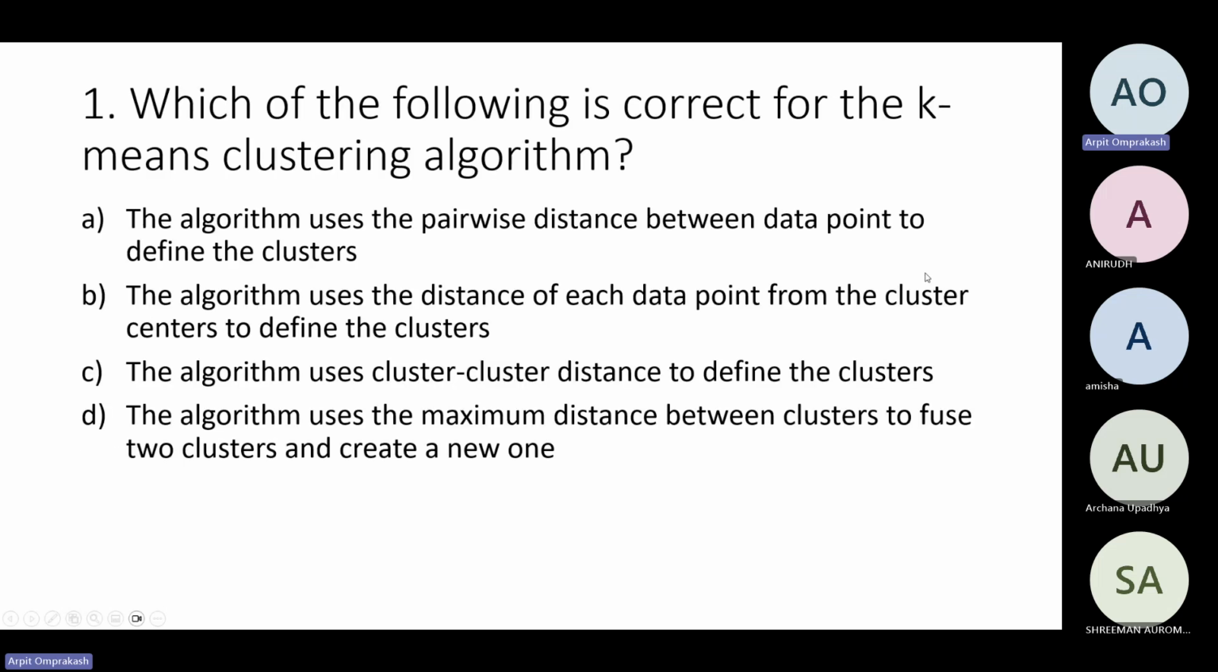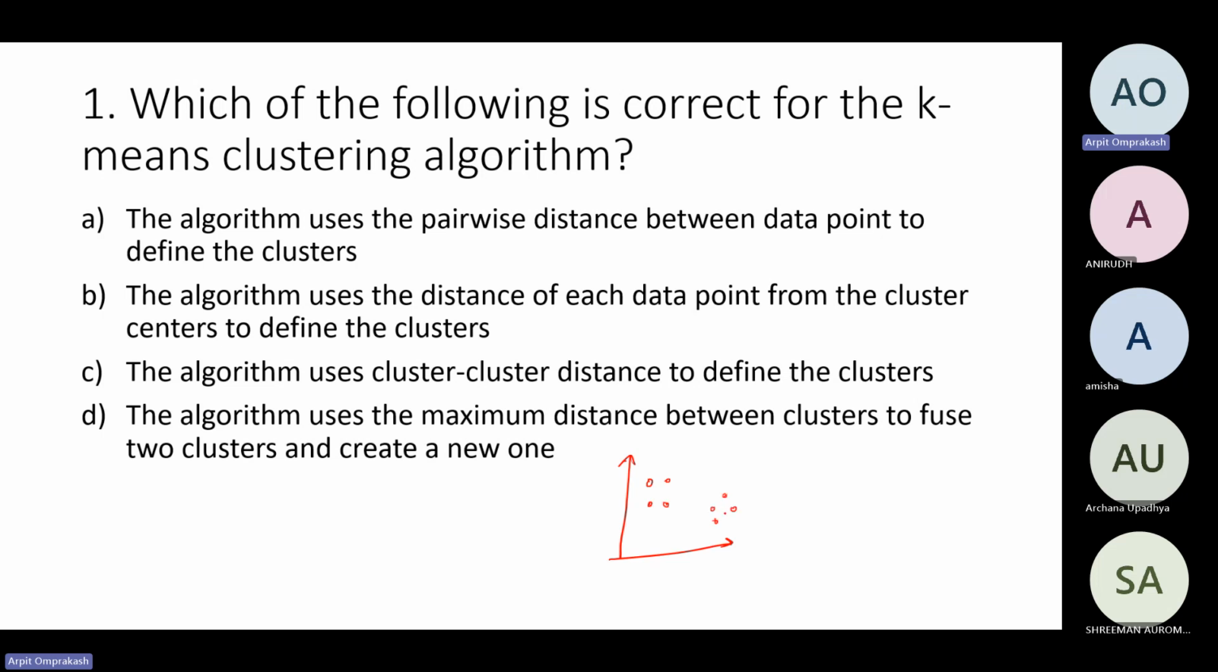So the first question is, which of the following is correct for the k-means clustering algorithm? So we'll read through the options. The first option is the algorithm uses the pairwise distance between data points to define clusters. The second option is the algorithm uses the distance of each data point from the cluster center to define the cluster. The third option is the algorithm uses cluster-cluster distance to define the cluster. The fourth option is the algorithm uses a maximum distance between clusters to fuse two clusters and create a new one.